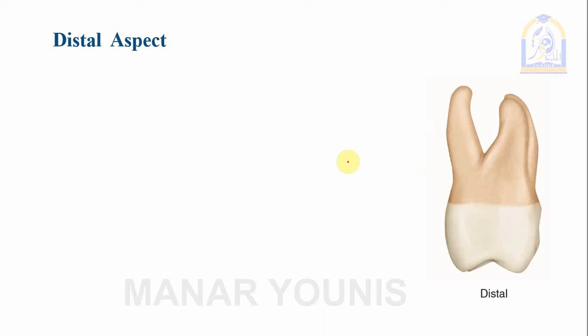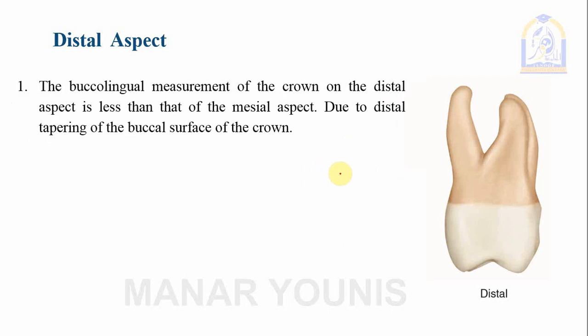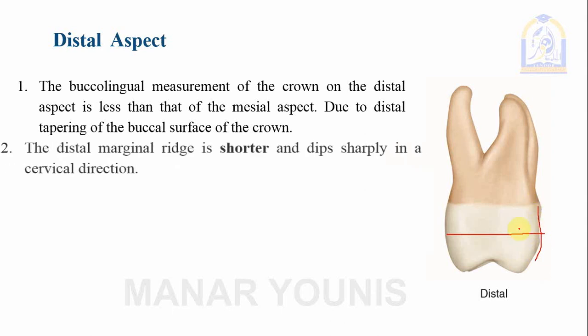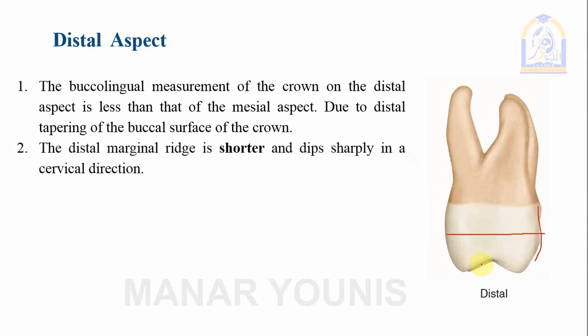Moving toward the distal aspect, the main difference between the distal and mesial is that the buccolingual measurement of the crown on the distal aspect is less than that on the mesial. This is due to the distal tapering, so part of the buccal aspect can be seen from this view. Regarding the distal marginal ridge, it is shorter and dips in a cervical direction. It's more curved, so this will result in exposure of the triangular ridges of the distal cusp.